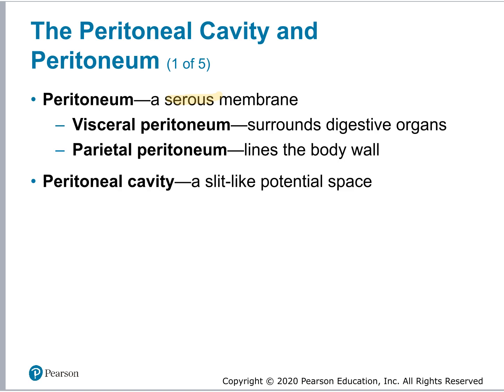But the peritoneum has two layers to it. There's a visceral peritoneum, which is on the surface of the organs, and a parietal peritoneum, which lines the body wall. And then there's a potential space between the parietal and the visceral peritoneum, and that is the peritoneal cavity. So the peritoneal cavity is where we have the serous fluid. Serous fluid, S-E-R-O-U-S.